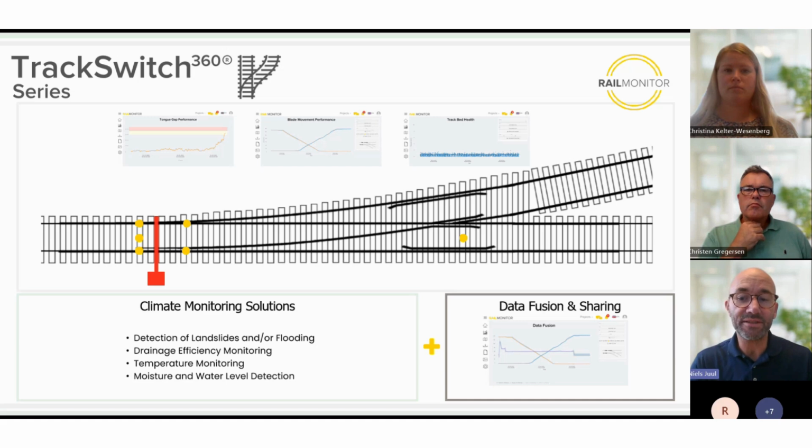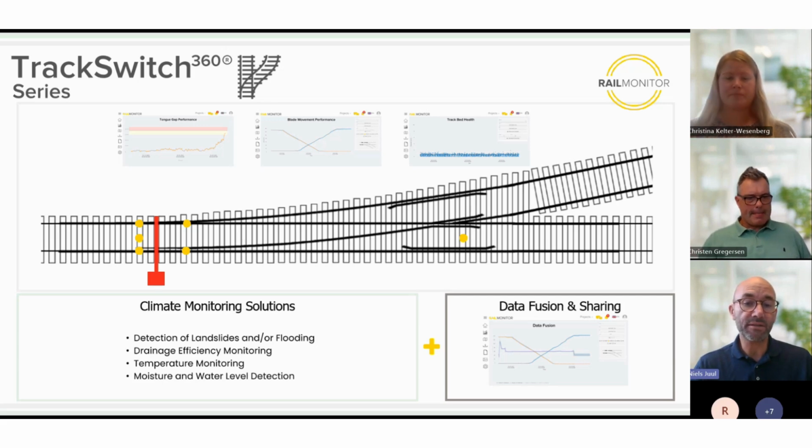The TrackSwitch series is individual monitoring solutions which can be combined together, but also combined and fused with data from other sources, like for example current monitoring solutions and others. I will now guide you through the different types of solutions we have, and I hope that you get an insight. And if you have, as Christina said in the beginning, any questions, please just follow up by the end of this presentation.